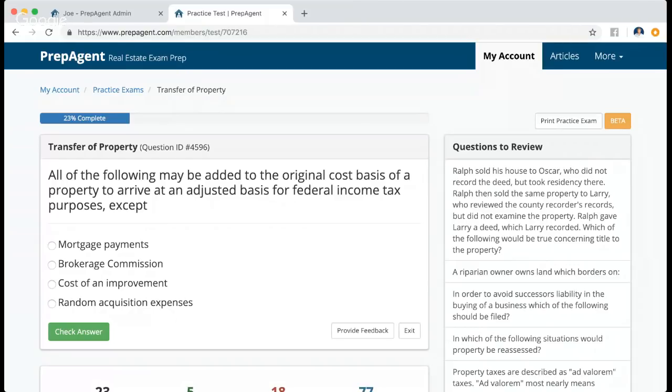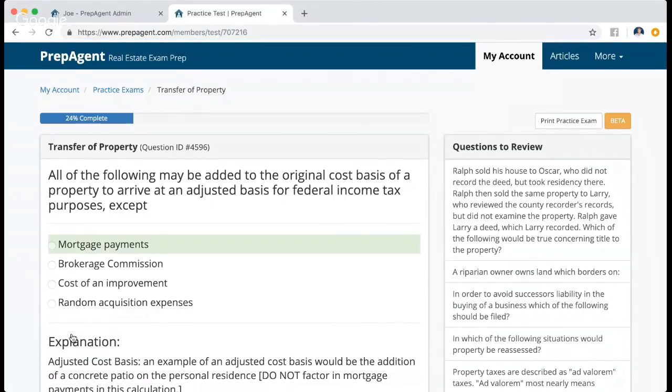Okay, first question on the board. All the following will be added to the original cost basis of property to arrive at an adjusted basis for federal income tax purposes except: A, mortgage payments; B, brokerage commission; C, cost of improvement; or D,ransaction acquisition expenses. What do you guys think? The answer is A, mortgage payments.